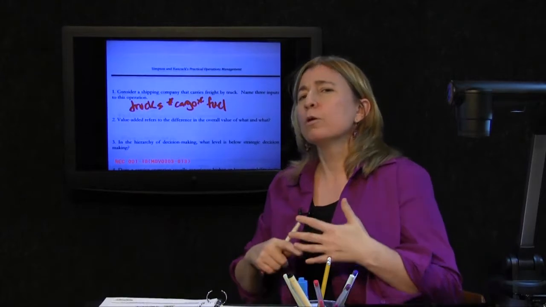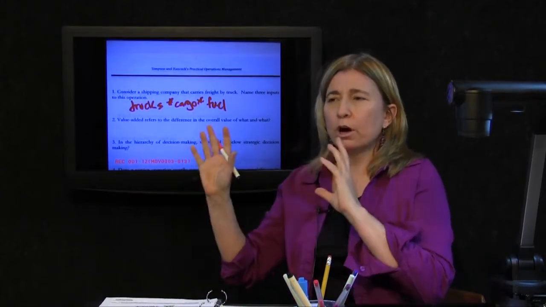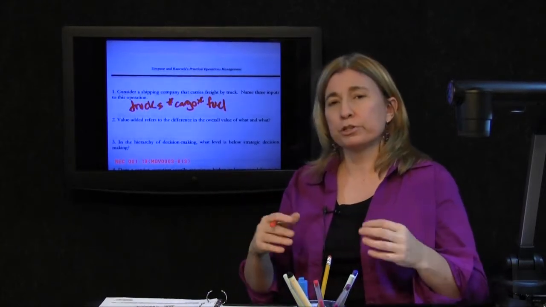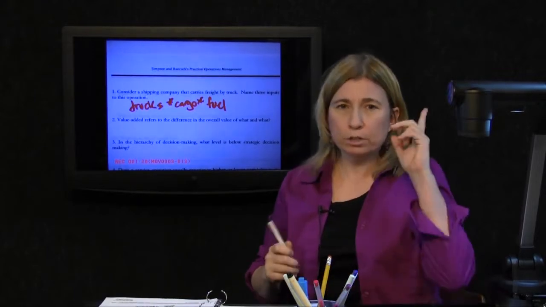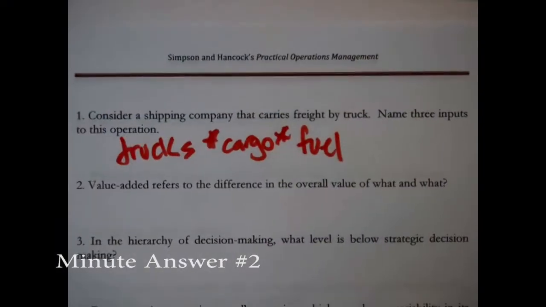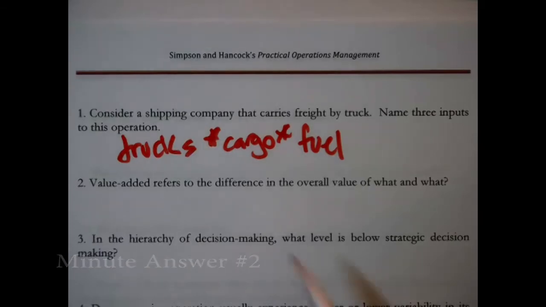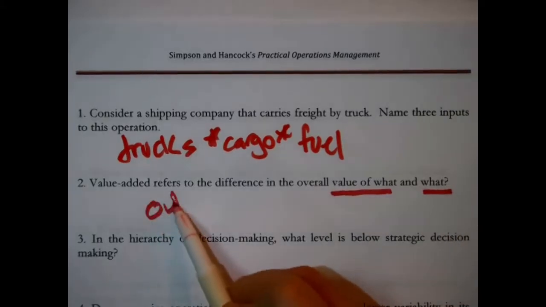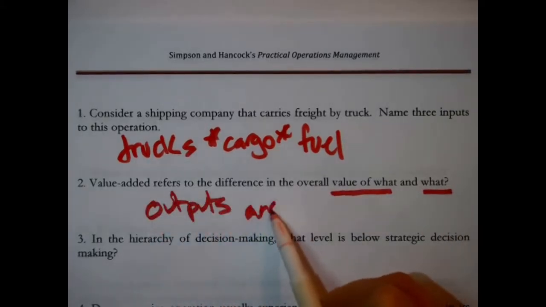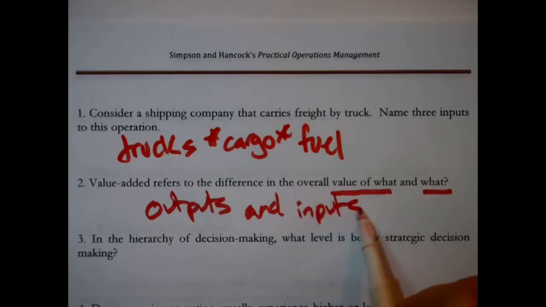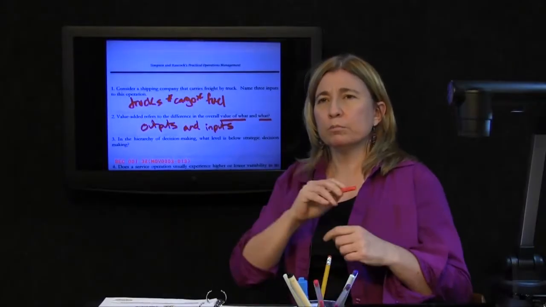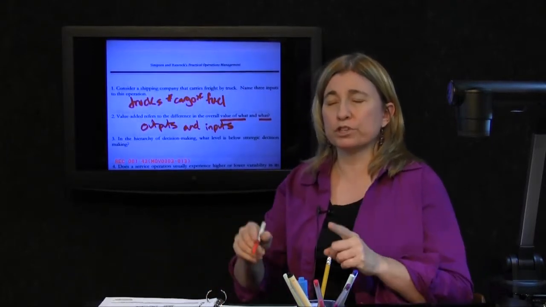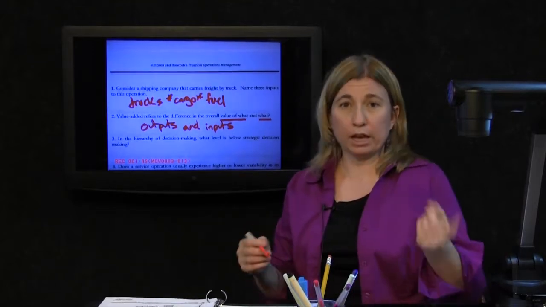roads are an input. Remember that in the input transformation output model, input is anything that is needed by the operation. The operation, like roads, doesn't actually have to own it. Okay, next question. 2. Value added refers to the difference between the overall value of what and what? Outputs and inputs. Right, speaking of the input transformation process output model, value added refers distinctly to the difference between the outputs and the inputs.